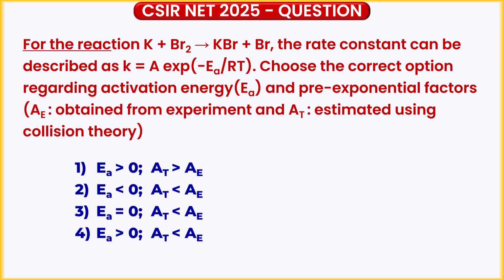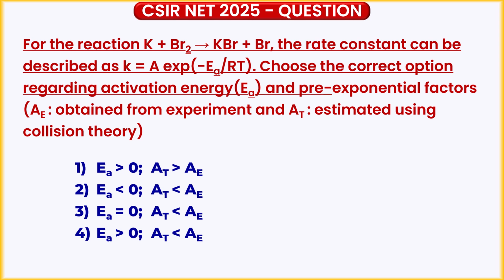For the reaction K + Br2 gives rise to KBr + Br, the rate constant can be described as k is equal to A into exponential of minus Ea by RT. Choose the correct option regarding activation energy Ea and pre-exponential factors, that is A_e obtained from experiment and A_t estimated using collision theory.